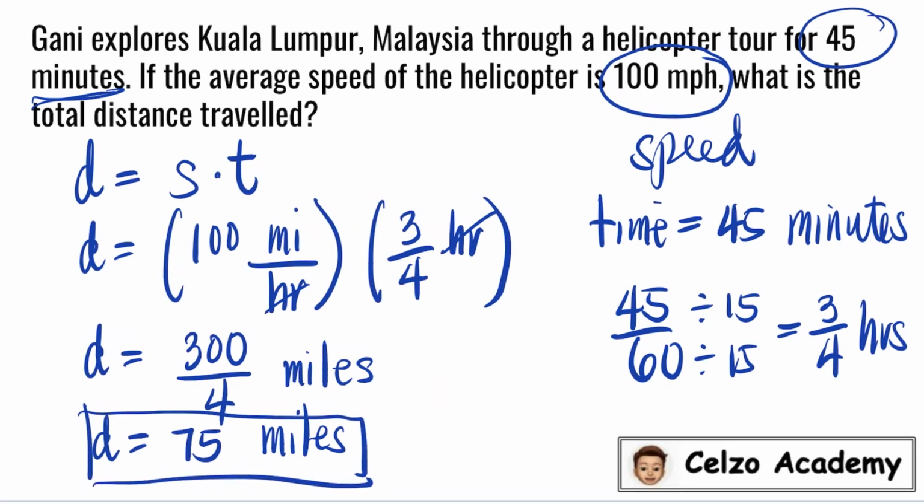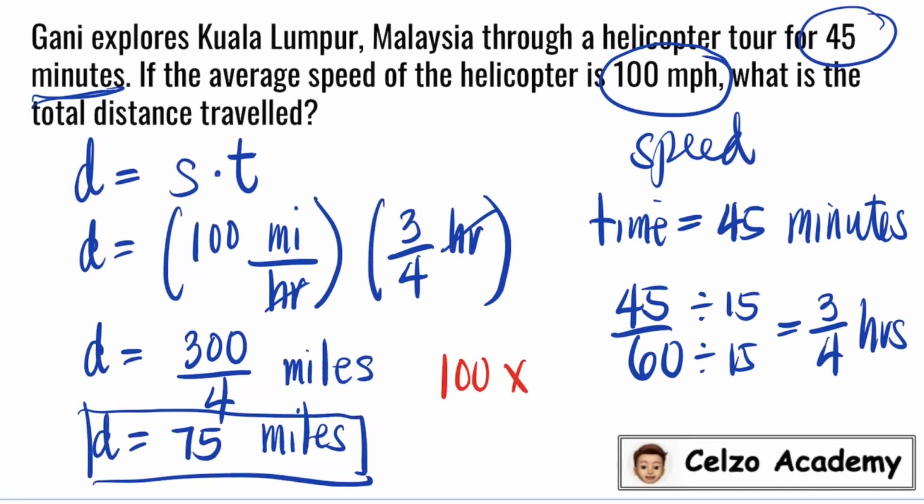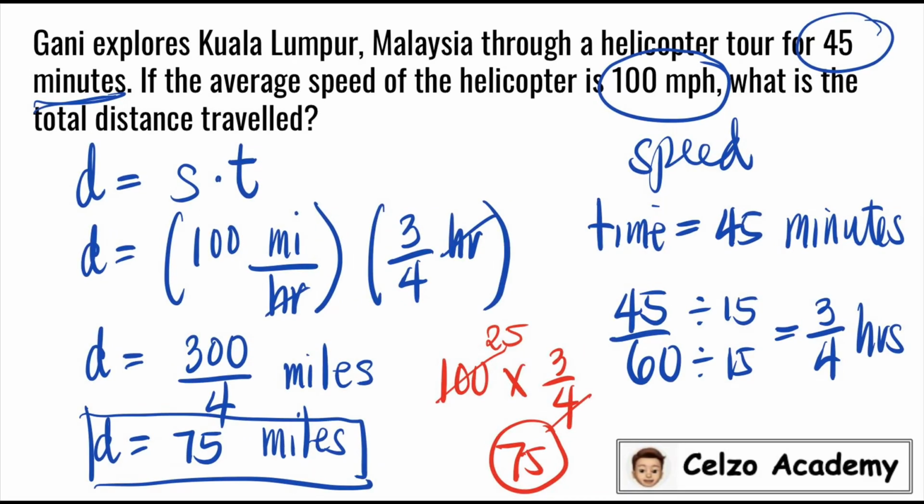One mental math that you can use when multiplying 100 by 3/4 is simply divide 100 by 4, which is 25. And then you can multiply 25 times 3, which is 75. Or you can think of it as 1/4 of 100 is 25, so 3/4 is 25 times 3, which is 75. So the answer to this problem is 75 miles.